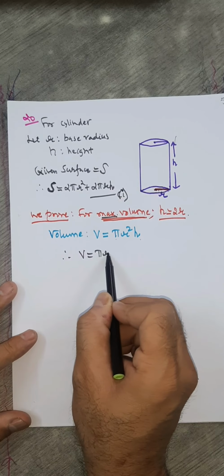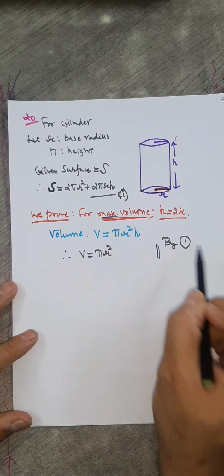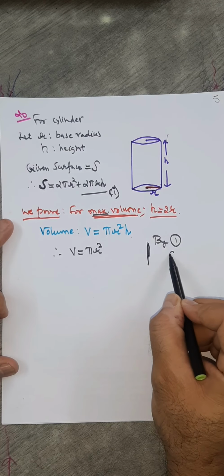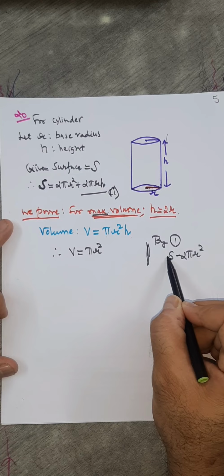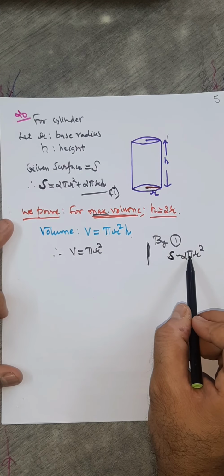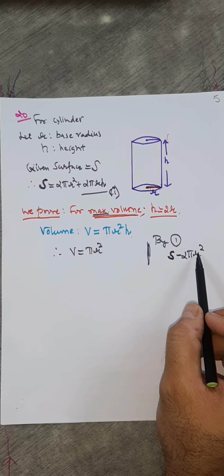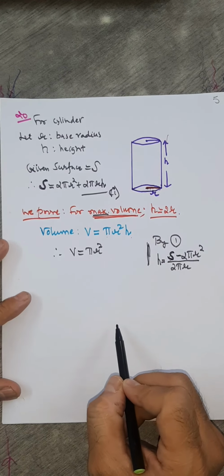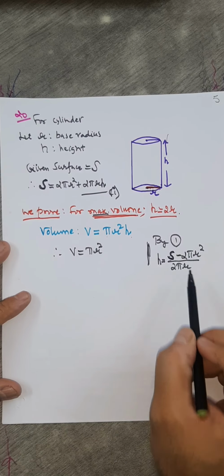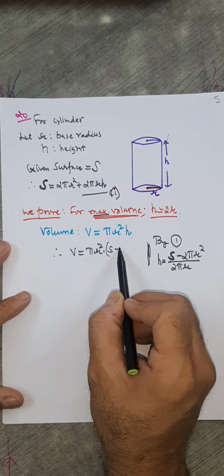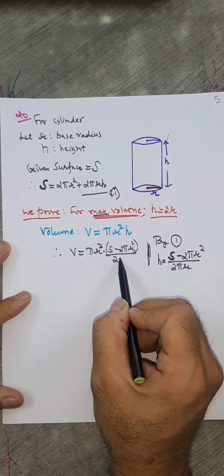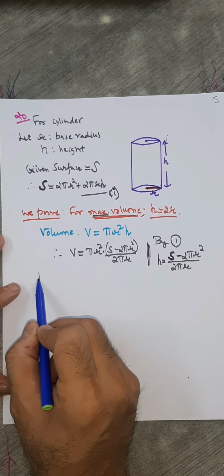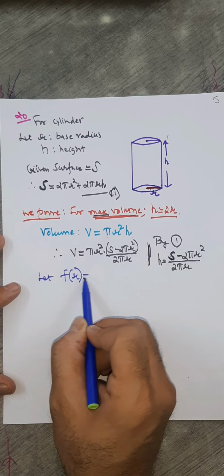So V equals pi r square, I'll write here by 1. What we are doing now? By 1 we just get the h. What is h from 1? So it will be s minus 2 pi r square upon 2 pi r. S is constant. Why is it constant? Because it's given. 2 constant, pi constant. You are going to differentiate in terms of r here. I'll place here: s minus 2 pi r square upon 2 pi r. You can see that this is purely in r now. You can write V, but I'll just write f of r. Let this be f of r.